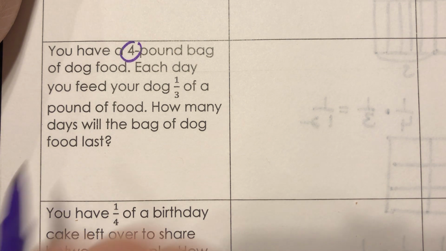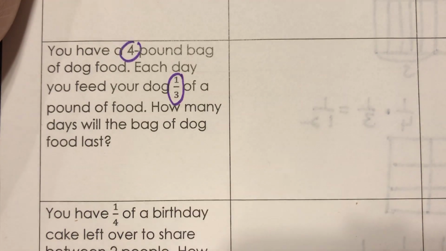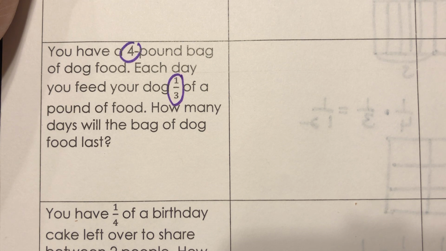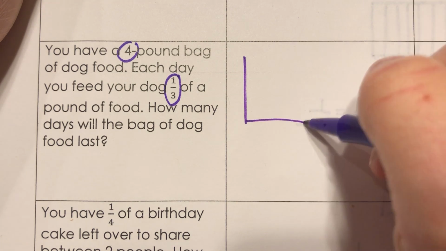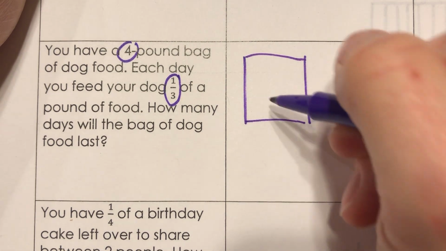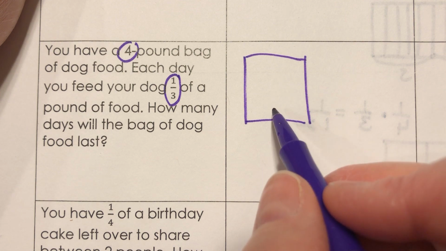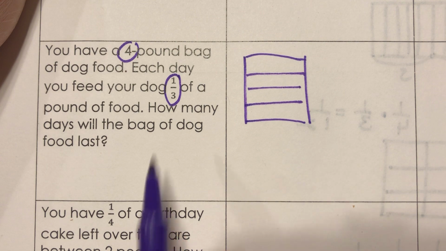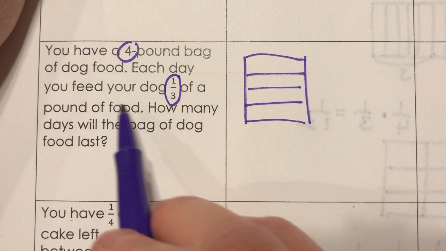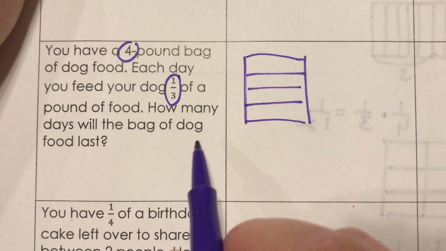Okay, so now I have another example here. It says you have a 4-pound bag of dog food. Each day you feed your dog 1/3 of a pound of food. How many days will the bag of dog food last? Okay, so you start off and you have this 4-pound bag of dog food, right? So I'm just gonna draw a 4-pound bag of dog food, why not? Here's our 4-pound bag of dog food. And we feed the dog 1/3 of a pound of food every single day.